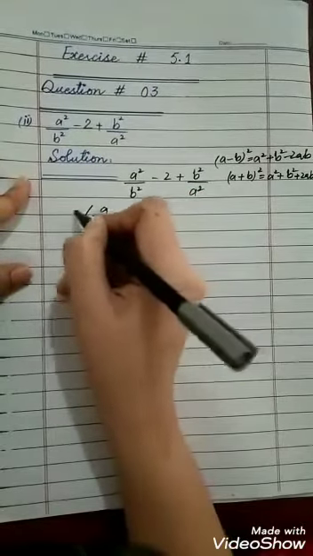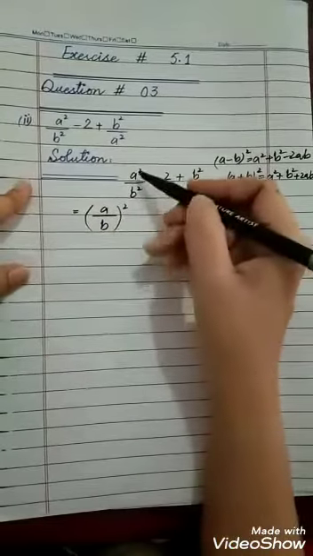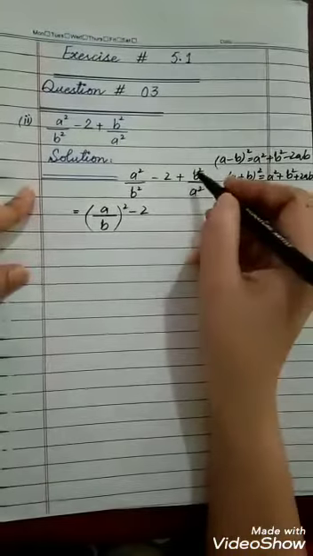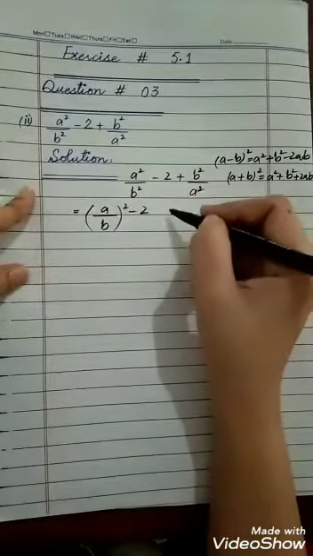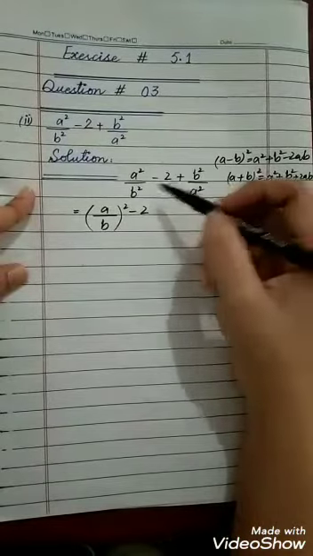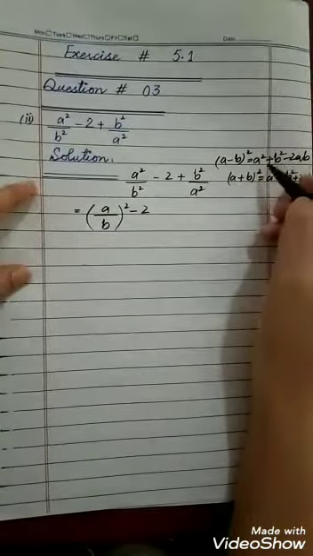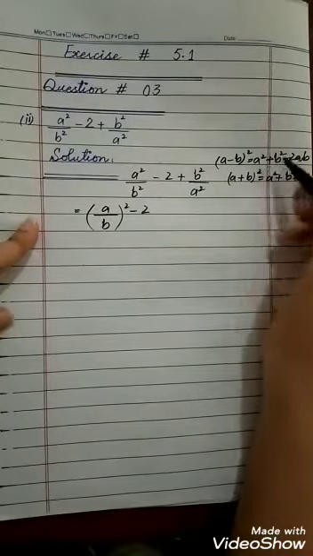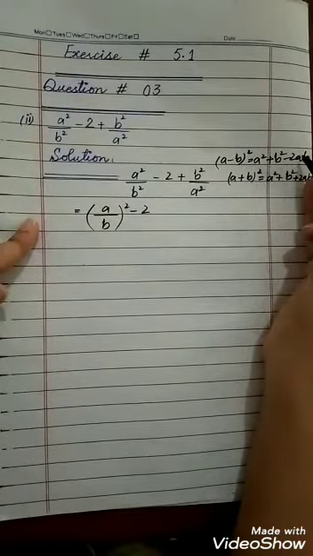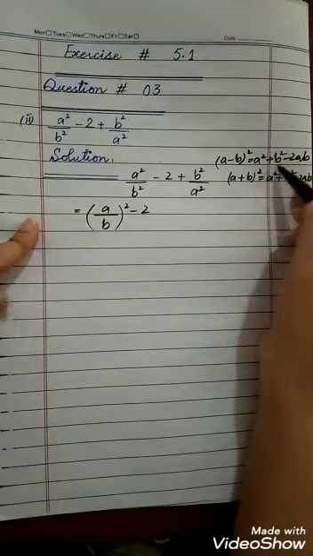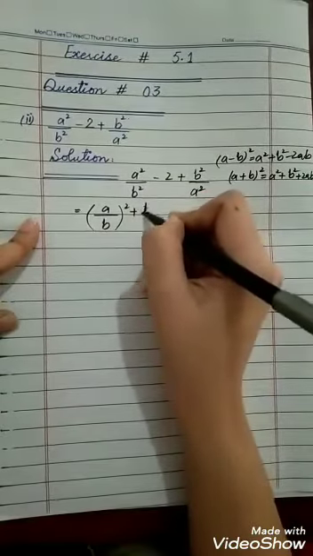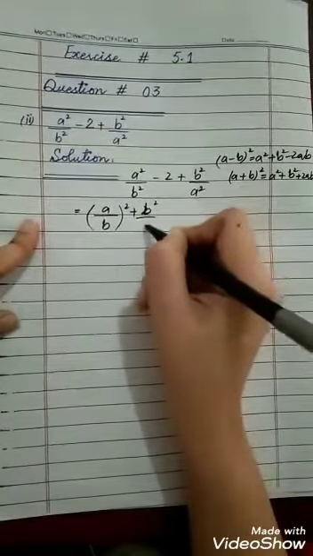First term whole square, because a square over b square, so we can write it as combined, minus 2. We will leave some place here because we want to make the formula, that is a square plus b square. We can change their places as well, and this formula can be written in both ways, as a square plus b square minus 2ab or a square minus 2ab plus b square. In both ways we can write. So here we will change the places first, and then we can apply the formula.